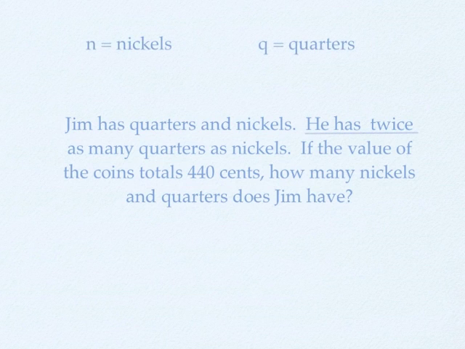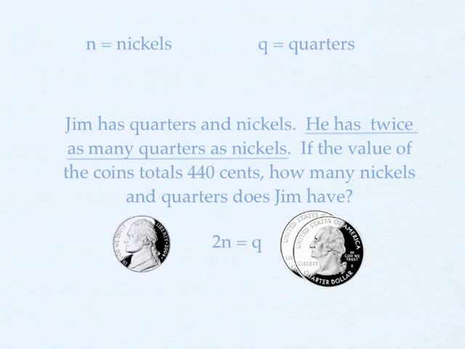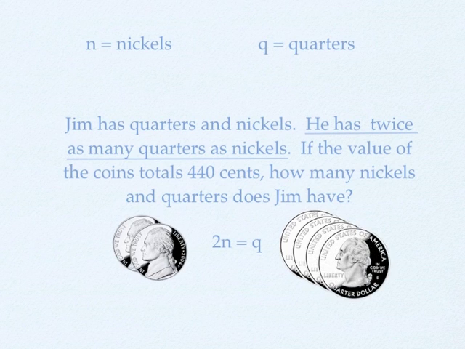Now, the other equation we have is he has twice as many quarters as nickels. That equation looks like this: 2n is equal to q. Twice as many nickels, 2 times n is equal to q. So if he has a nickel, he has 2 quarters. 2 times 1 is equal to q, or 2. If he has 2 nickels, he has 4 quarters. 2 times 2 is equal to 4. It's as simple as that.